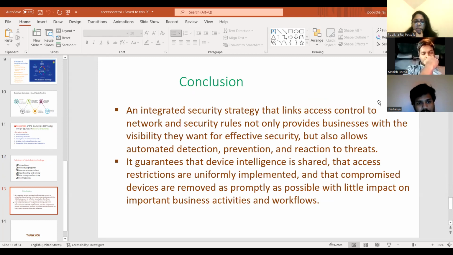Coming to the conclusion on IoT technologies and devices, an integrated security strategy that links access to control networks and security rules not only provides businesses with the visibility they want for effective security, but also allows automated detection, prevention, and reaction to threats. It guarantees that device intelligence is shared, that access restrictions are uniformly implemented, and that compromised devices are removed as promptly as possible with little impact on important business activities and workflows.